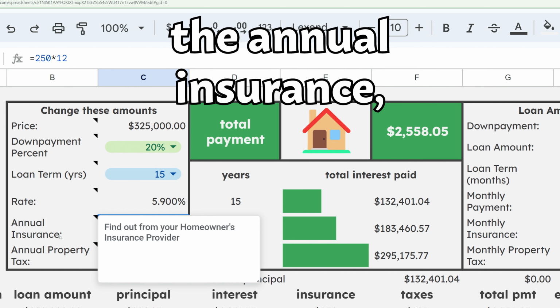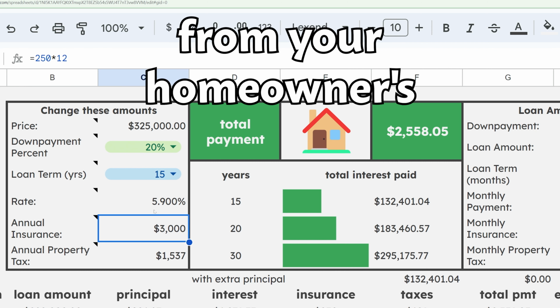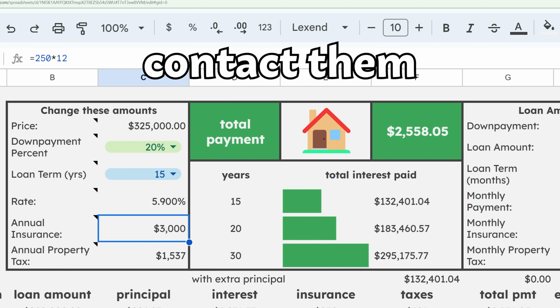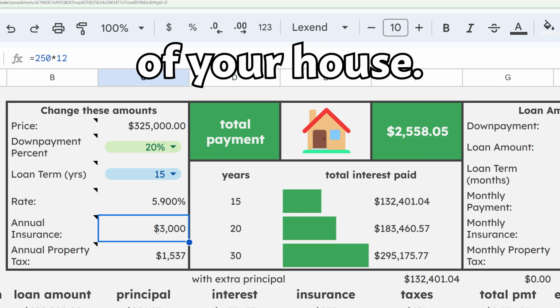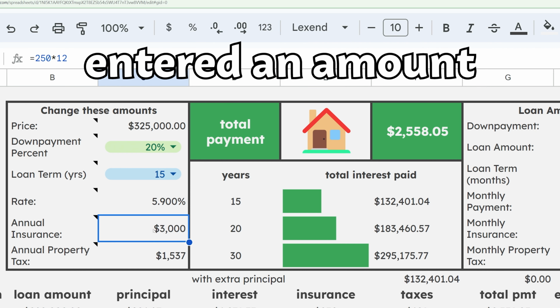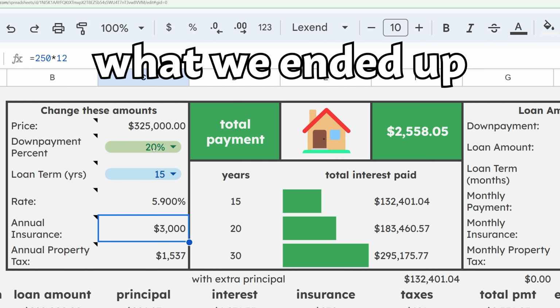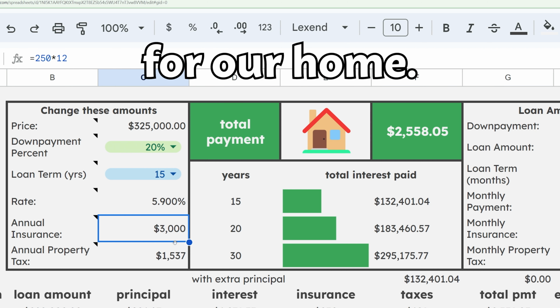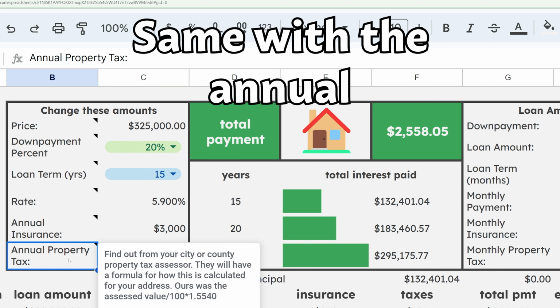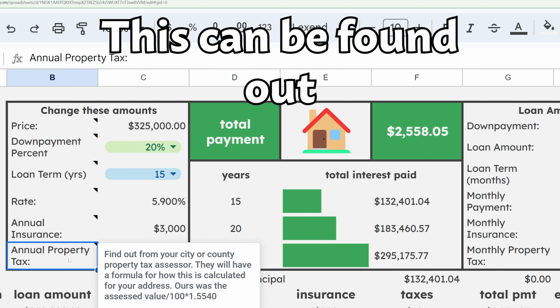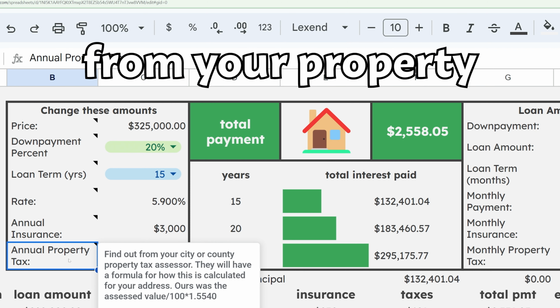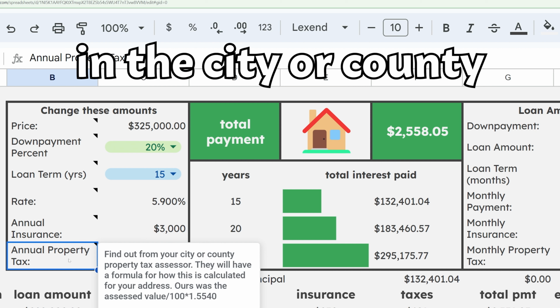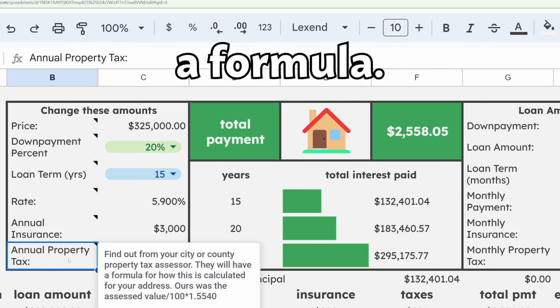The annual insurance can be found out from your homeowner's insurance provider. You'll need to contact them with the details of your house. I've simply entered an amount that was similar to what we ended up paying in our market with our insurance for our home. Same with the annual property tax. This can be found out pretty exactly from your property tax assessor in the city or county in which you live. They should have a formula.